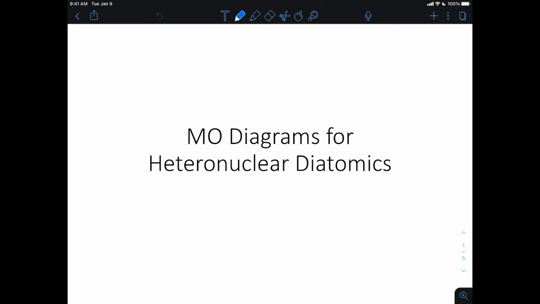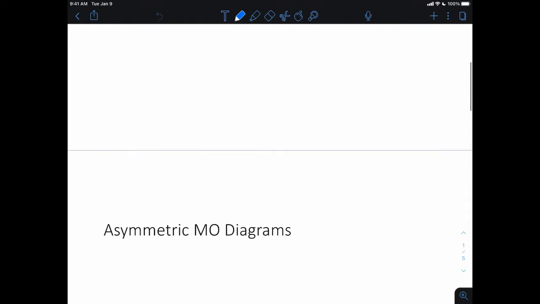Hey everybody. So today we're going to be talking about molecular orbital theory diagrams for heteronuclear diatomics. We've done a lot of diagrams where the two atoms were the same. So here we're going to do heteronuclear, so you've got two different atoms, but still diatomics, still only two atoms in our diagram. So here we go.